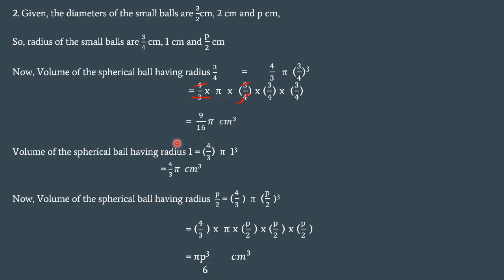Now the volume of a spherical ball having radius 1 will be 4 by 3 into pi into 1 cube, which is 4 by 3 pi centimeter cube. Now the volume of a spherical ball having radius p by 2 centimeter will be 4 by 3 into pi into p by 2 whole cube. So 4 by 3 into pi into p by 2 into p by 2 into p by 2. So 2 ones are 2, 2 twos are 4, then 2 ones are 2, 2 twos are 4. So you will get volume as p cube by 6 pi centimeter cube.